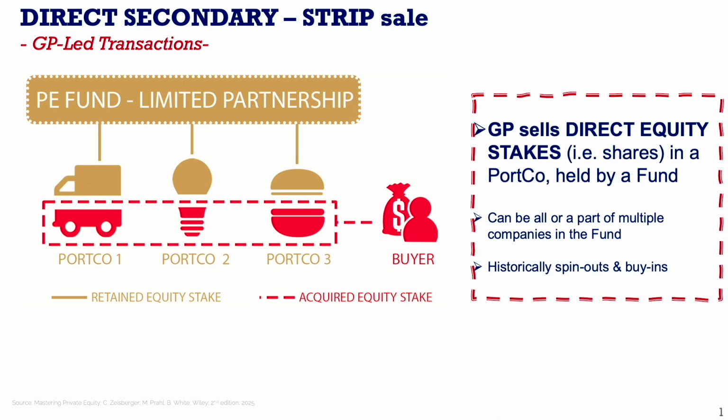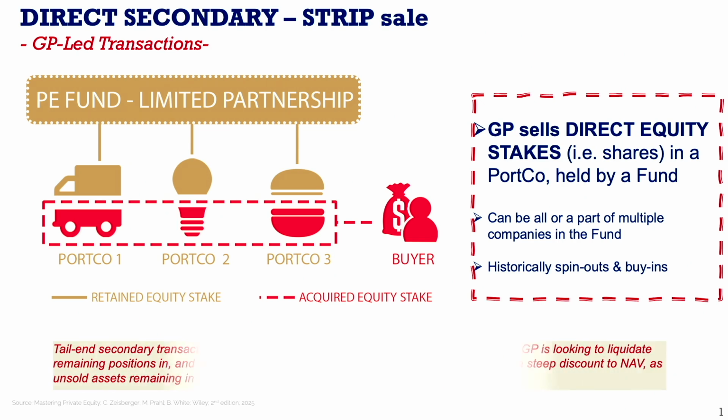So, the GP will sell direct equity stakes, and by that I mean shares, in a portfolio company that is still held by the fund and will continue to be managed by that fund. So this can be all or part of multiple companies in a fund. It can be a single company in the fund. Historically, we've talked about spin-outs and buy-ins around that, but what we're seeing more and more is portfolios, meaning stakes in multiple portfolio companies being sold to new buyers.